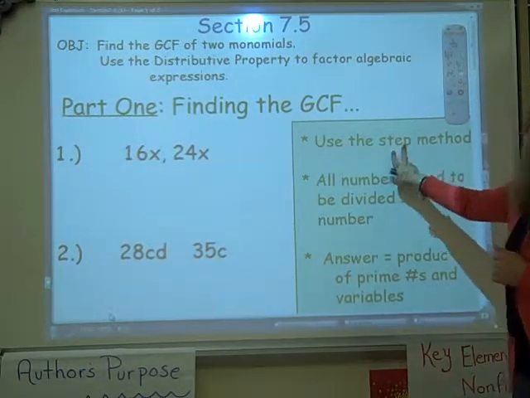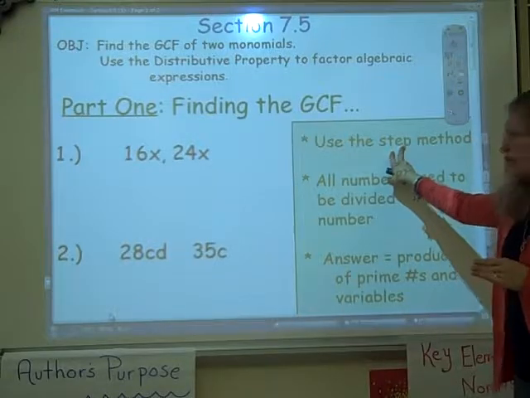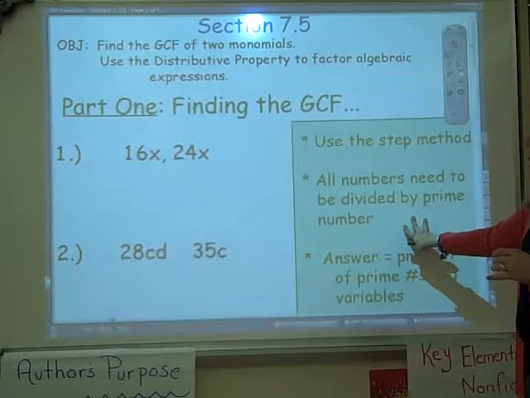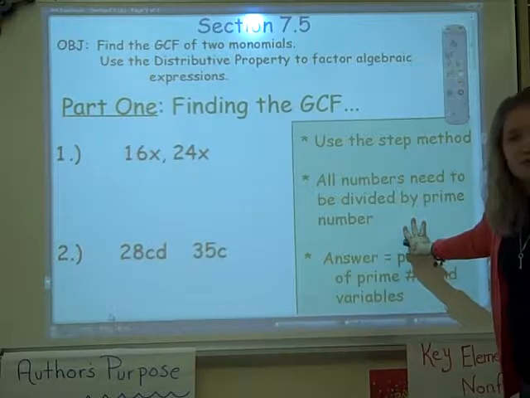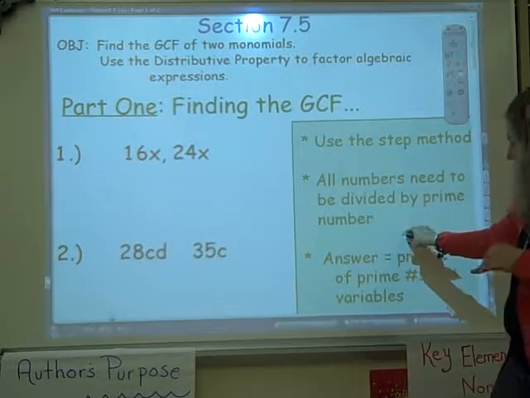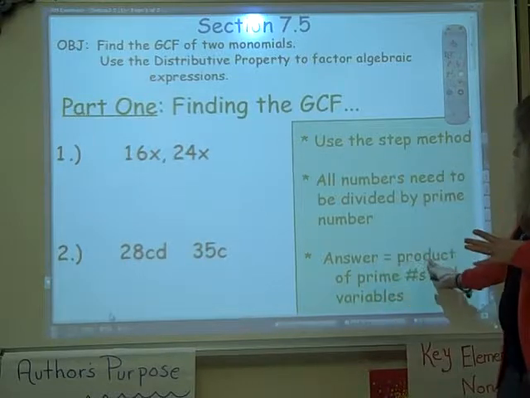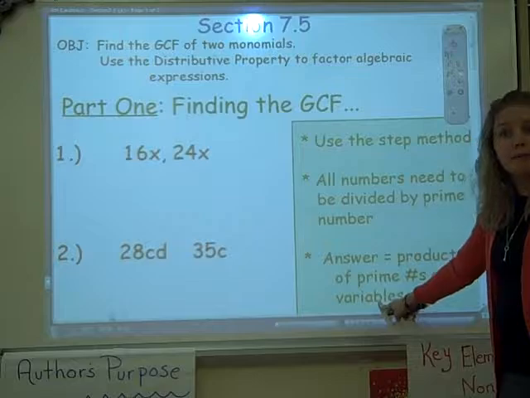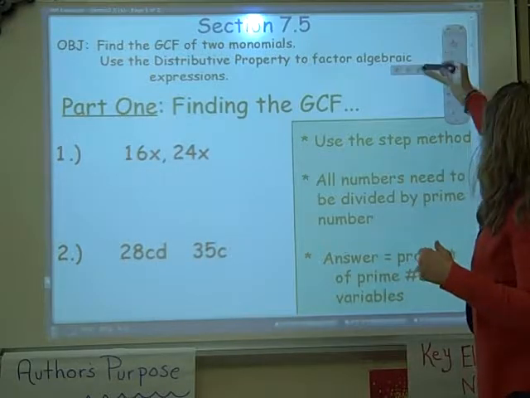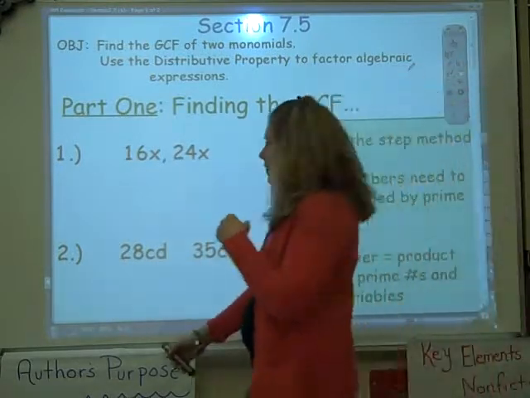First, you're going to use the step method, and I'll explain what that is in a minute if you don't know. All numbers need to be divided by prime numbers. That will always be very helpful if you do it that way. You do not have to do it that way. And the answer will be the product of the prime numbers and the variables, which means you're going to multiply them.